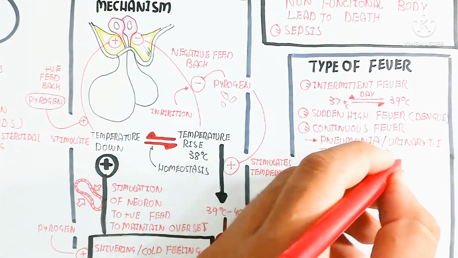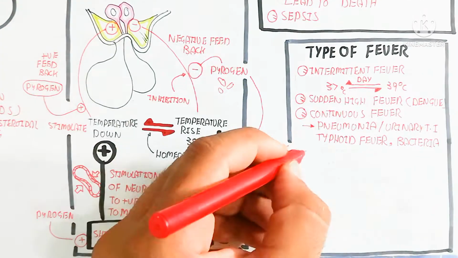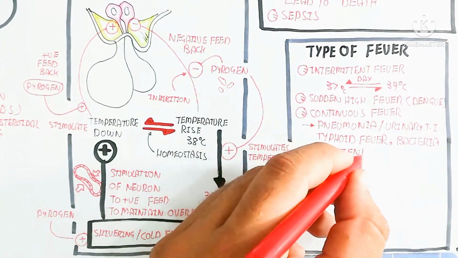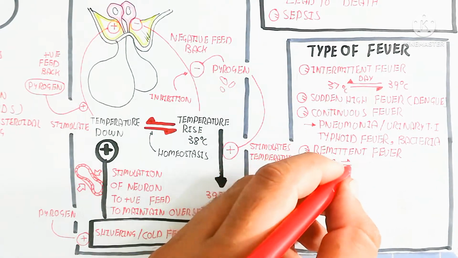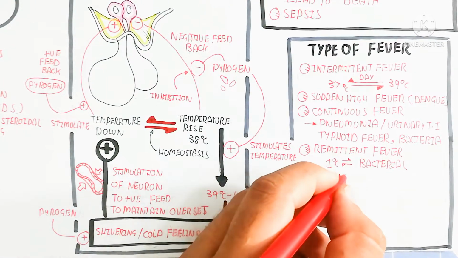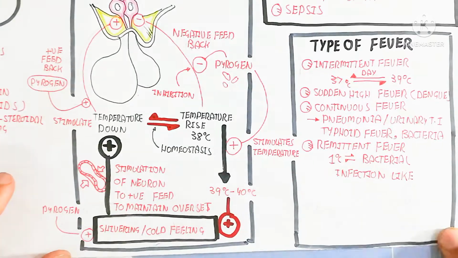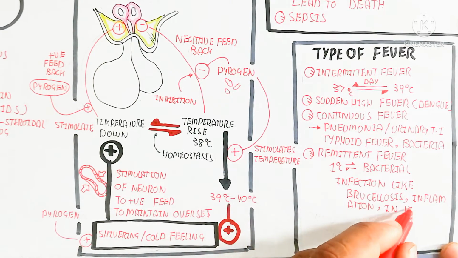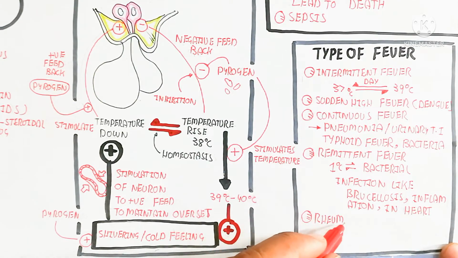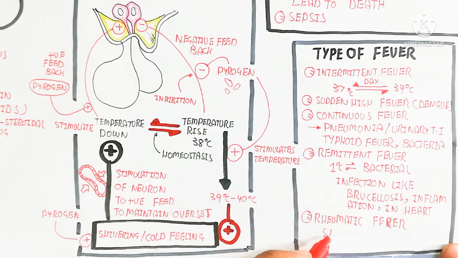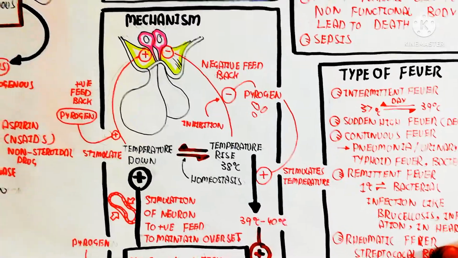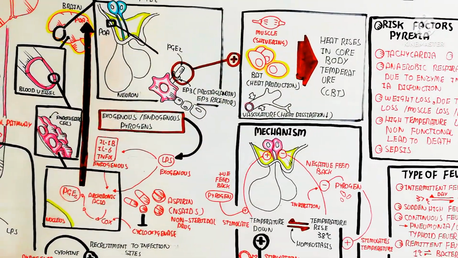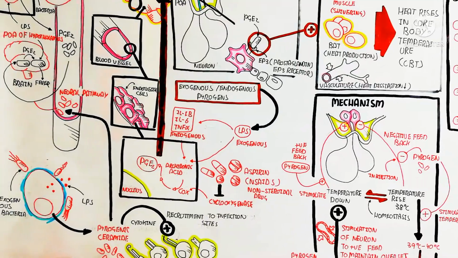And continuous fever can be pneumonia, urinary tract infection, which lead to continuous fever. On the other hand, continuous fever is typhoid fever and bacterial infection, and remittent fever is a 1 degree Celsius variable bacterial fever. On the other hand, infections like brucellosis, inflammation in heat, are types of remittent fever. And rheumatic fever is basically streptococcal bacteria, and this is the painful fever.